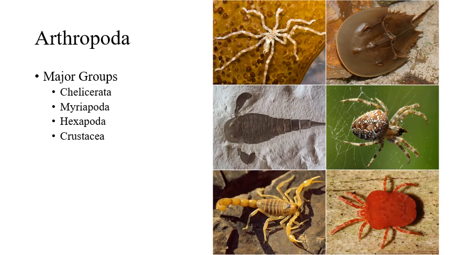Super, super diverse group. All these organisms are different species of arthropods. Actually, these are all chelicerates. So Chelicerata is a spider group: spiders, ticks, scorpions, and horseshoe crabs, apparently. I actually didn't know that.